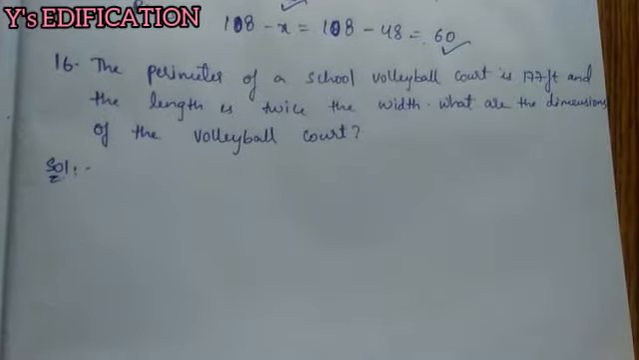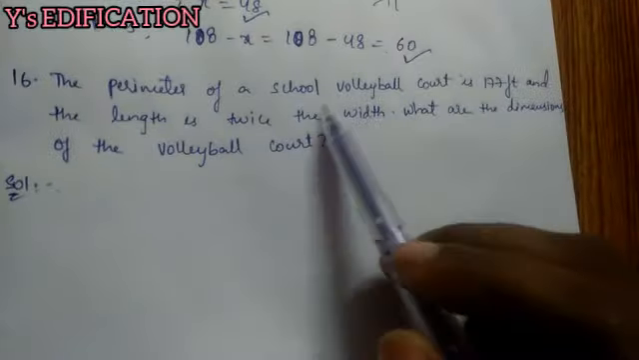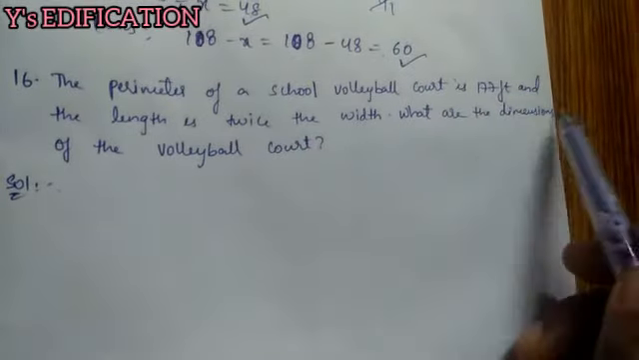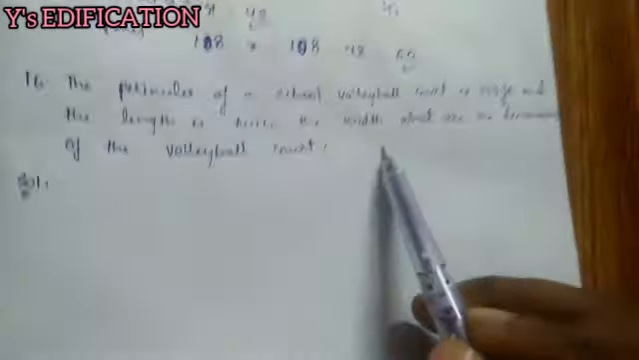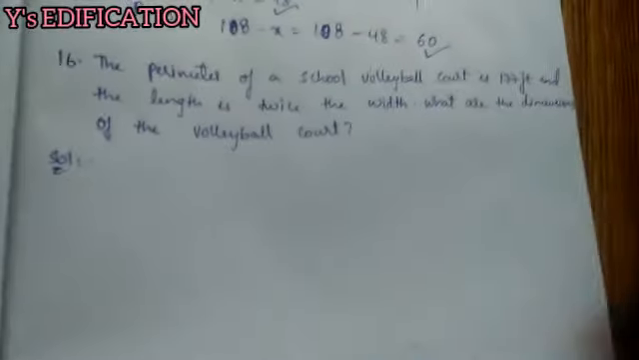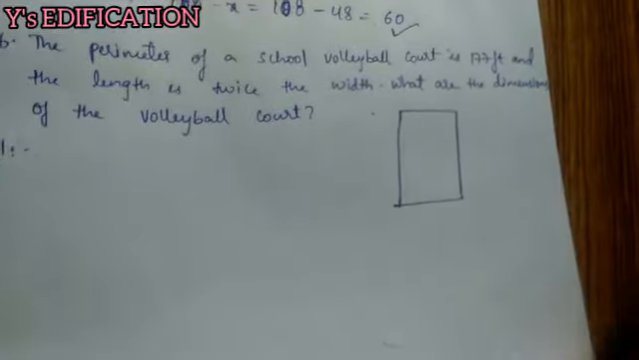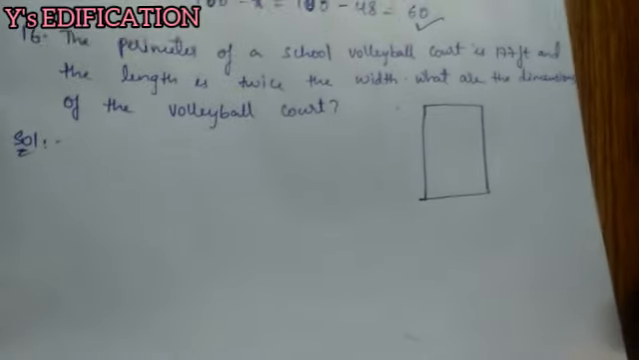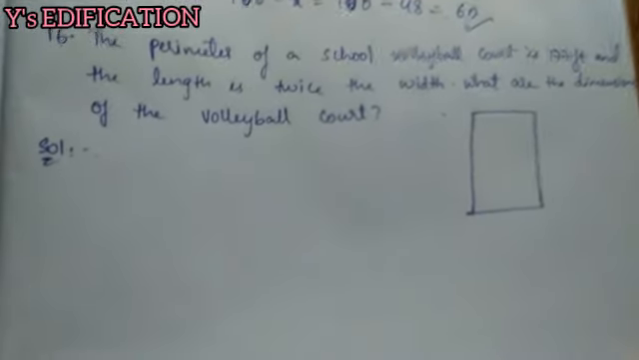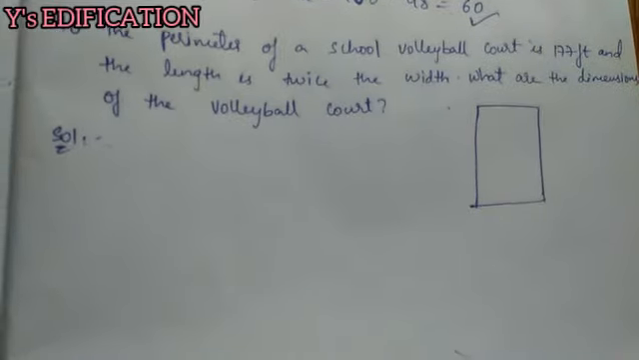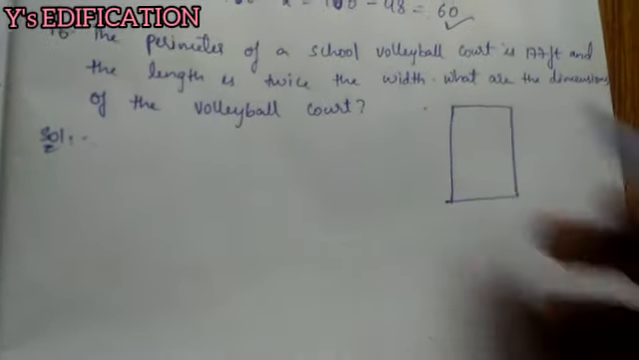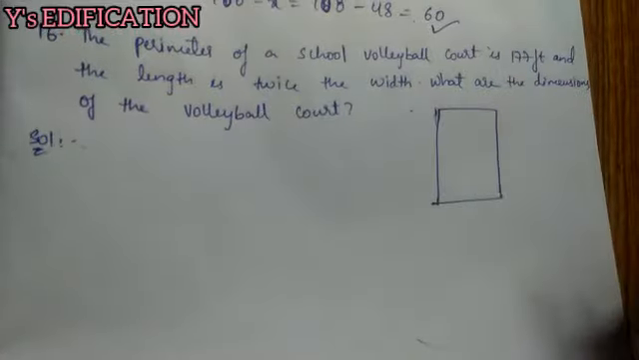Okay. Next question. The perimeter of a school volleyball court is 177 feet and the length is twice the width. What are the dimensions of the volleyball court? Okay. For example, assume this is a volleyball court. A volleyball court will always be a rectangle, not any other shape. Okay. So, take a rectangle.